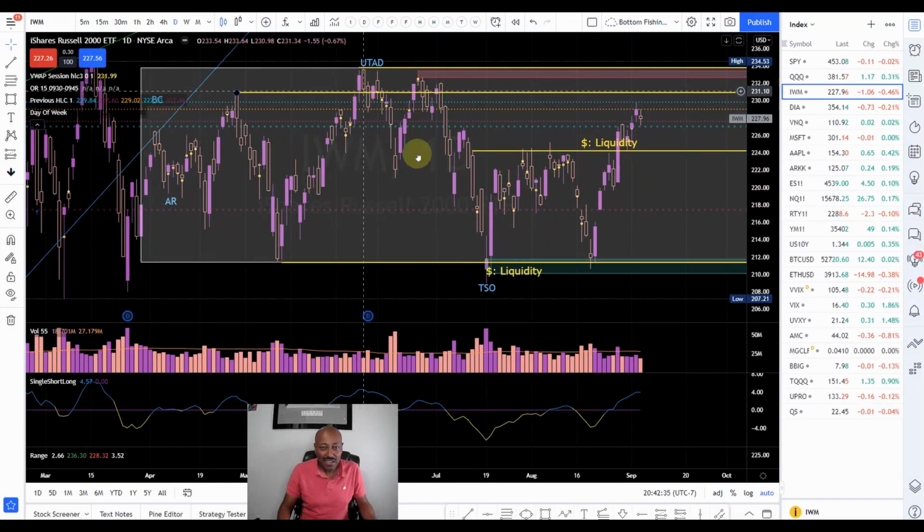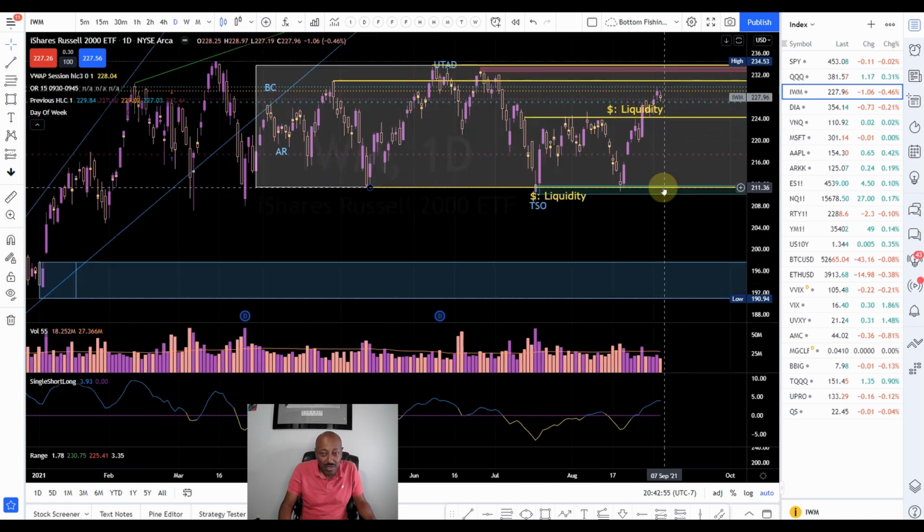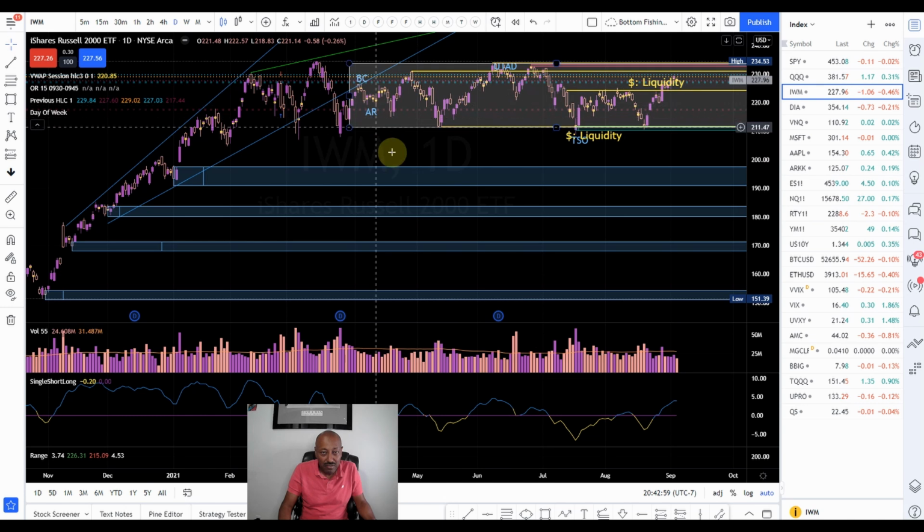IWM is just playing in this range. For me, IWM is really range bound. So my IWM, you all know from my past videos, is my leading indicator. As my leading indicator, if I see a strong uptrend in IWM, everybody else is in an uptrend. But IWM has not decided to come out of this range.